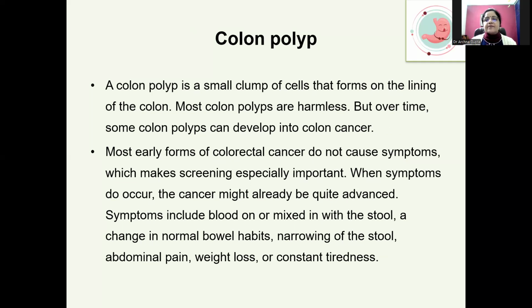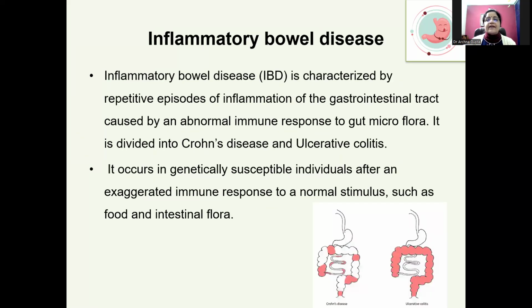A colon polyp is a small clump of cells that forms in the lining of the colon. Most colon polyps are harmless, but over time, some colon polyps can develop into colon cancer. Most early forms of colorectal cancer do not cause symptoms, which makes screening especially important. When symptoms do occur, the cancer might already be quite advanced. Symptoms include blood in or mixed with the stool, a change in normal bowel habits, narrowing of the stool, abdominal pain, weight loss, or constant tiredness.